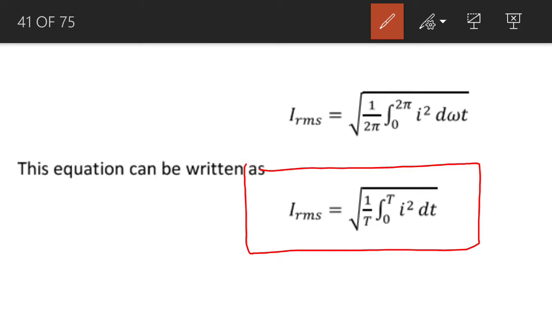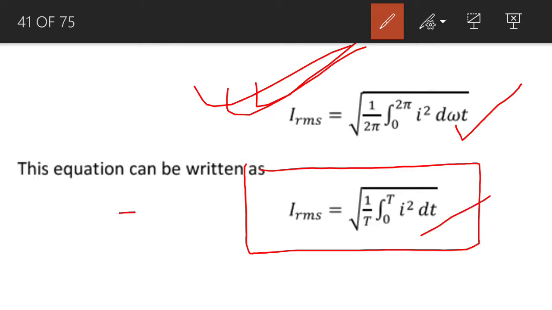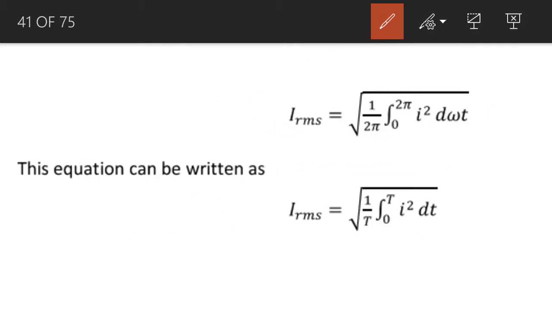We will look at the horizontal axis. If omega t is along the horizontal axis, use this particular equation for the calculation of the RMS value of the AC current, the RMS value of the time varying current. And if time is along the horizontal axis, then use this particular equation to find out the RMS value of the time varying current. So we will use these two equations, and we will find out the root mean square value of the time varying current with the help of these two equations.